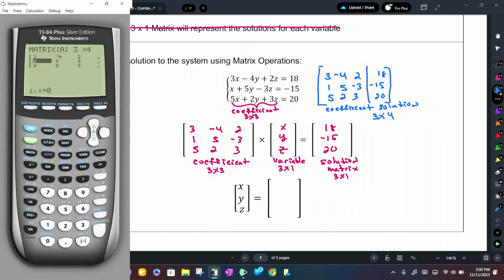18, 1, 5, negative 3, negative 15, 5, 2, 3.